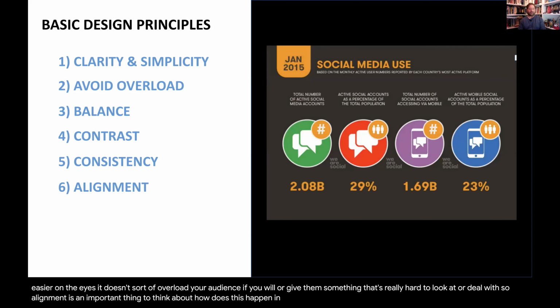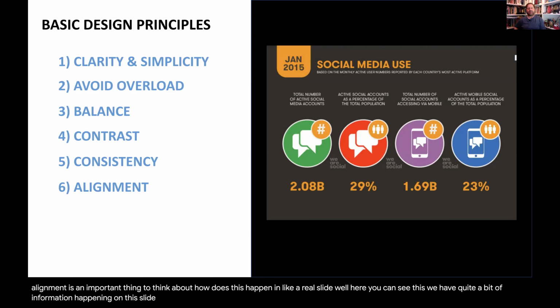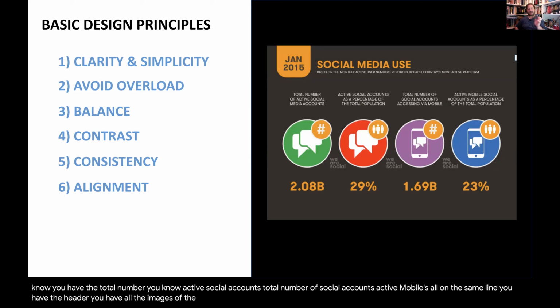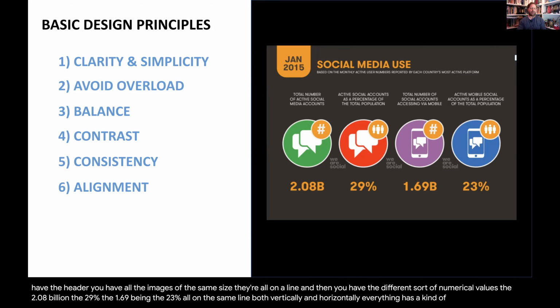How does this happen in a real slide? Here you can see we have quite a bit of information happening on this slide, but everything is aligned, consistent and balanced. Even though we have a lot of information, it's all on certain axes. You have the total number of active social accounts, total number of social accounts, active mobiles, all on the same line. You have the header, you have all the images of the same size, all on a line, and then you have the different numerical values, the 2.08 billion, the 29%, the 1.69 billion, the 23%, all on the same line, both vertically and horizontally. Everything has a balance and alignment to it.